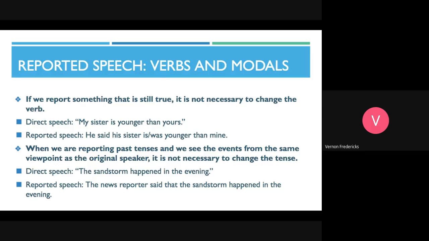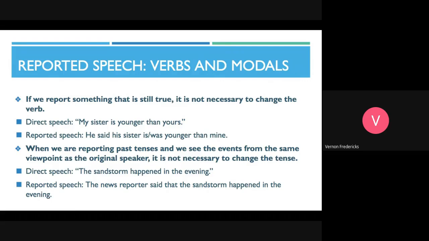Direct speech: My sister is younger than yours. Reported speech: He said his sister is or was younger than mine. It's not necessary to change the verb. We can use is younger than mine, or we can use was younger than mine. Both are correct.